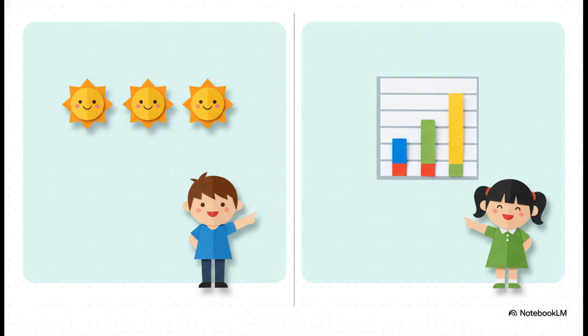Instead of drawing icons, she uses these bars. They look like tall buildings, don't they? And the best part is, you can see in 1 second which is the biggest and which is the smallest. Just look for the tallest bar. Taller bar always means a bigger number.